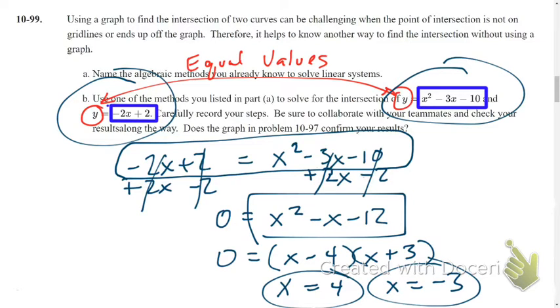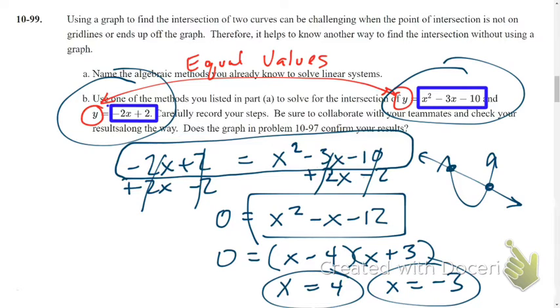And using the equal values method, I get x equals 4 and x equals negative 3. So the question is, if we're comparing that to the graph that was given to us when we started off today's lesson, does it make sense? Remember, when we're solving two equations, one is a parabola and one is a line. The solution is where the two graphs intersect. Well, do they intersect at 4 and 3? Kinda.